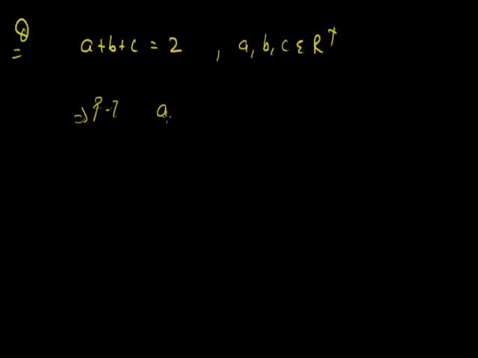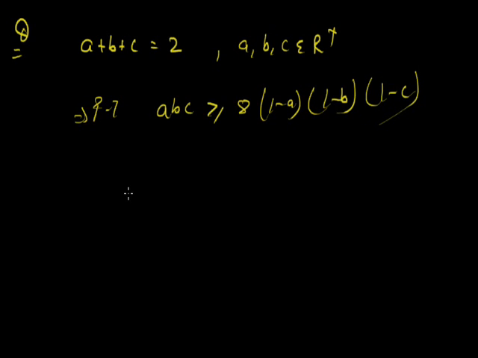Let me explain one more problem here. a plus b plus c is 2, and given a, b, c are real positive. We assume that in all the problems of AM and GM, all the quantities are positive. Prove that abc is greater than or equal to 8 times (1 minus a) into (1 minus b) into (1 minus c). Now the solution of this problem: a plus b plus c is 2 and we have to prove that abc is greater than or equal to 8 times (1 minus a), (1 minus b) and (1 minus c).